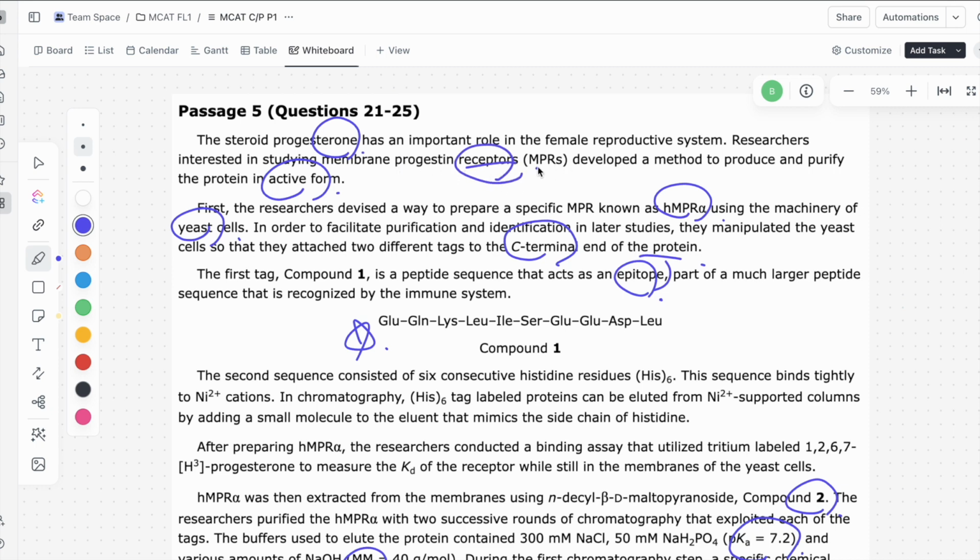All right, so these are receptors for progesterone. Okay, that is the ligand. The progesterone is the ligand. We know this because HMPR alpha is a type of MPR, and MPR is a membrane progestin receptor. So again, we know that this MPR is going to be binding progesterone, making progesterone the ligand.